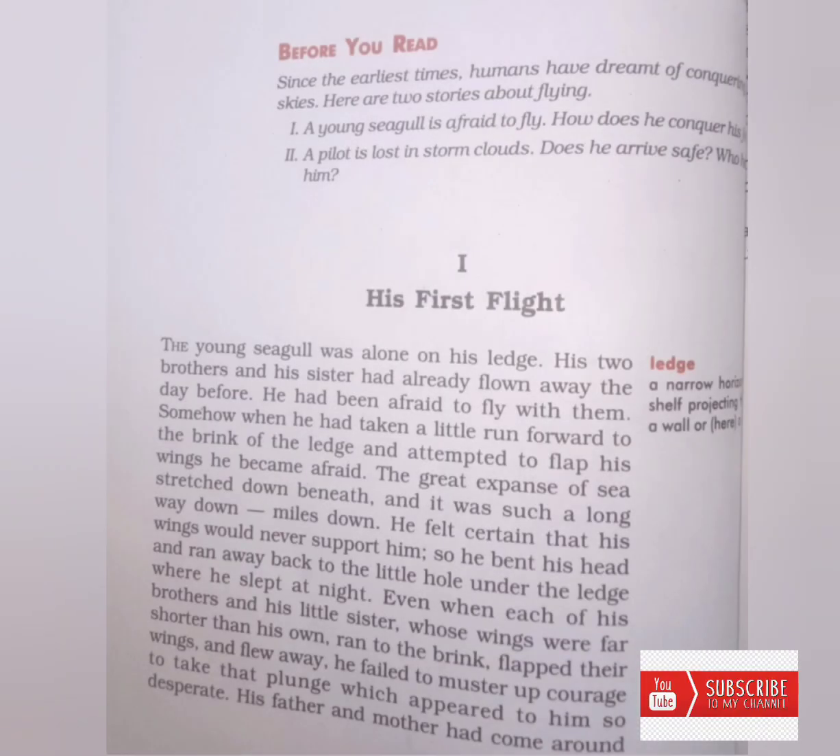Now, let me read the first line of this lesson. The first two lines almost will tell you what we are going to discuss. The young seagull was alone on his ledge, alone in his place. What about the others? Let us see. His two brothers and his sister had already flown away the day before.